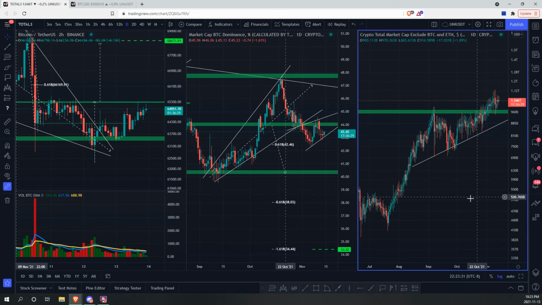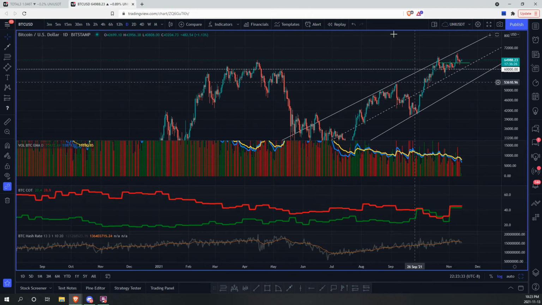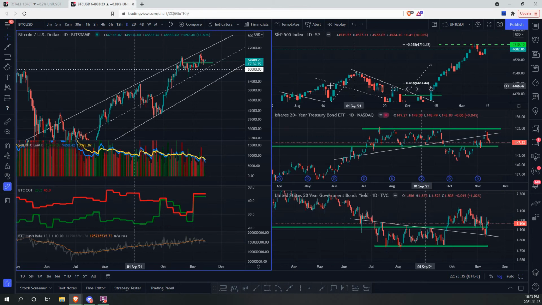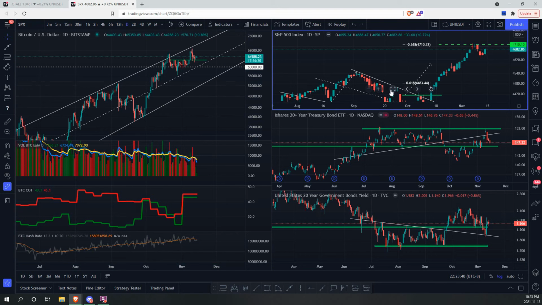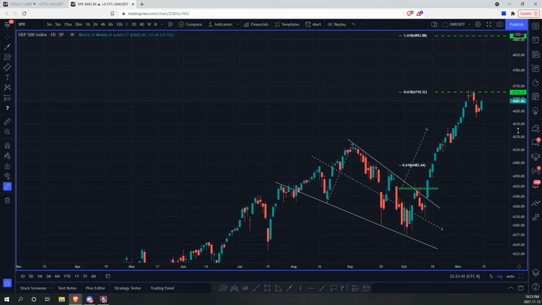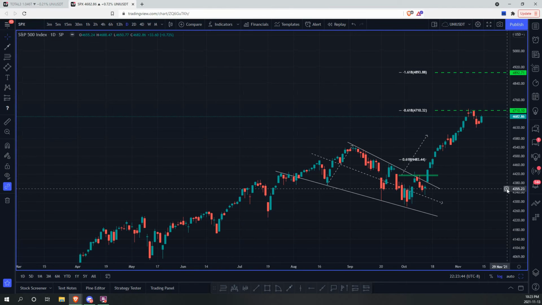We're now going to look at the broader market, looking at things like bonds, looking at things like the S&P 500. So let's just move that over. We'll quickly talk about the S&P 500, and then we're going to jump into the U.S. bond prices, as well as the U.S. bond yields.